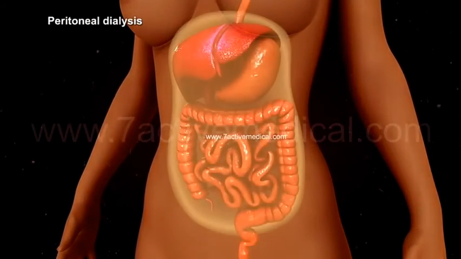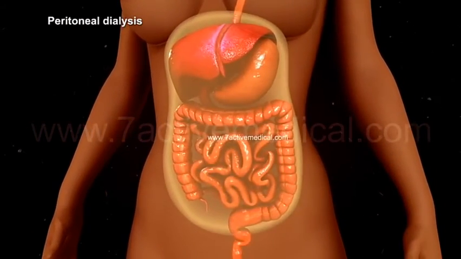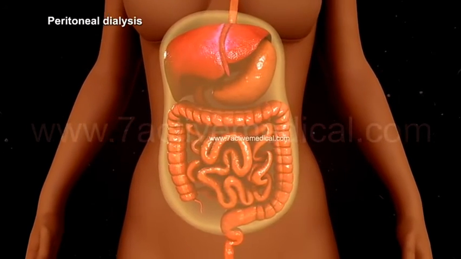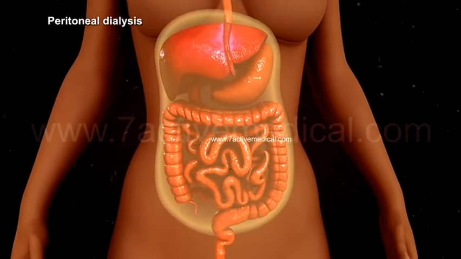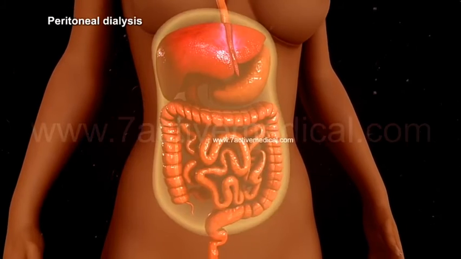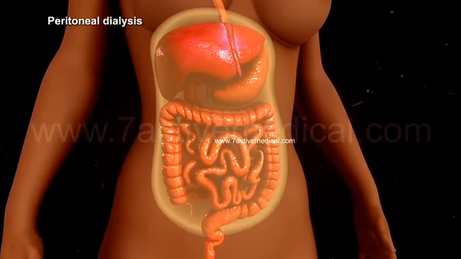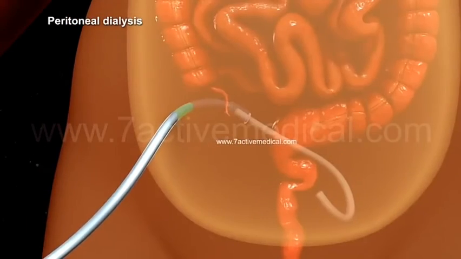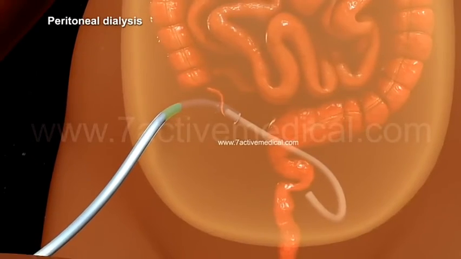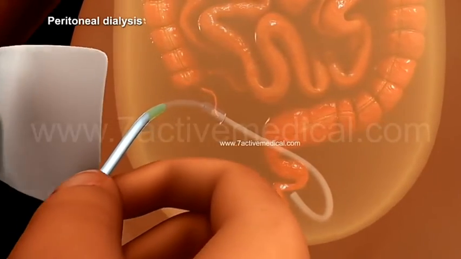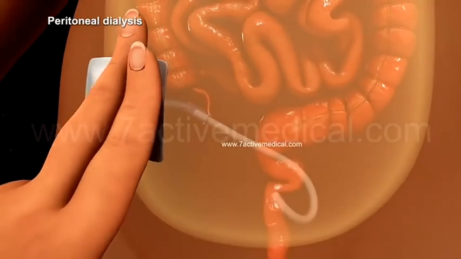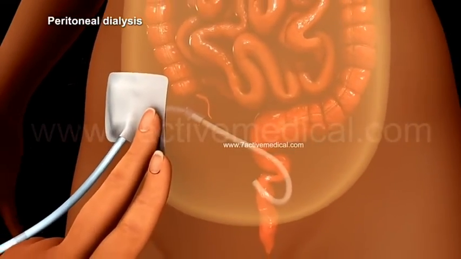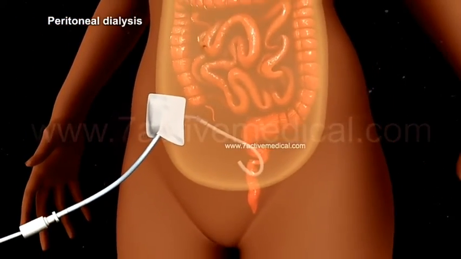Peritoneal dialysis is done using the peritoneal lining of the abdomen, without the external removal of blood from the body. A soft catheter is first inserted into the abdomen, near the belly button, creating a port through which the dialysate can enter or leave the abdomen.